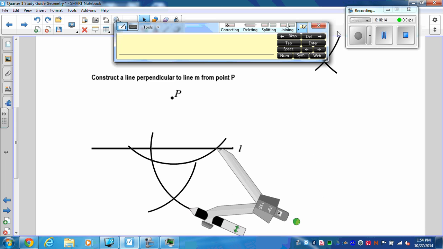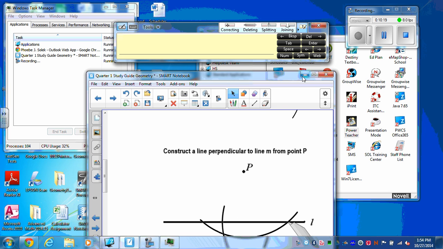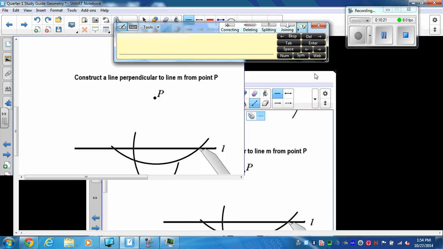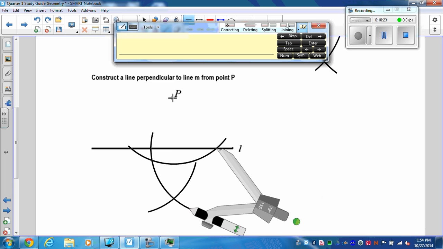And so now you can see that when I draw my line here, this is going to be a perpendicular. This is a 90-degree angle. This is 90 degrees. So there are your steps.